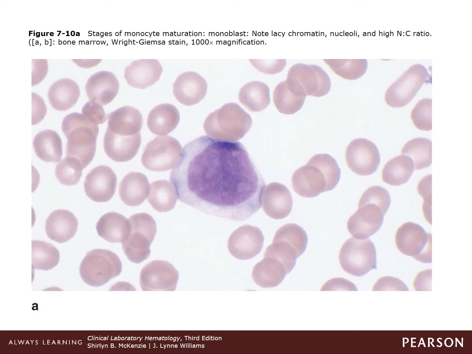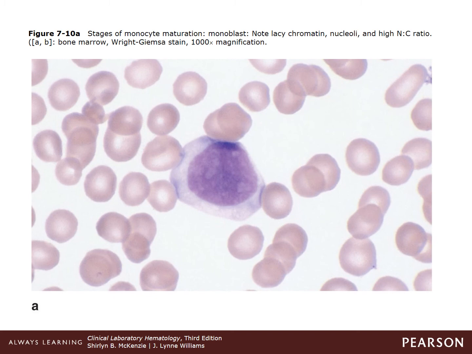Monoblasts and promonocytes are found in very low concentration in normal bone marrow. They are increased in leukemic processes involving that MNP system. Monoblasts cannot be differentiated from the myeloblast in normal bone marrow due to its similar composition.